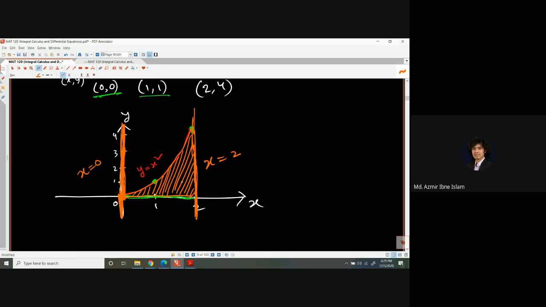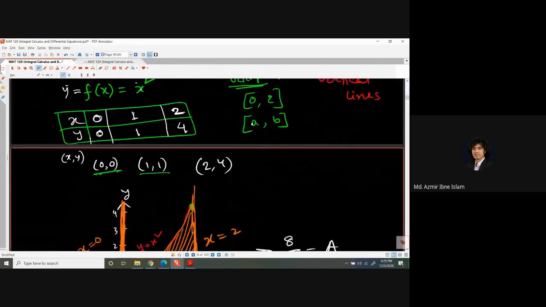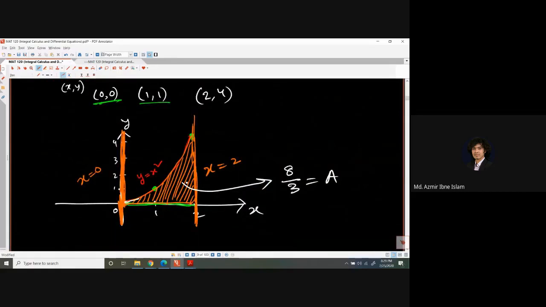Okay, and this area must be equal to 8 over 3. So see how integral calculus can be applied in finding the area of any curved shape. You can see the shape that we have here is just like this one. It is not a rectangle, it is not a triangle, or it is not going with the common shapes that we have. So the concept of integral calculus is helpful for finding the area of such kinds of functions.